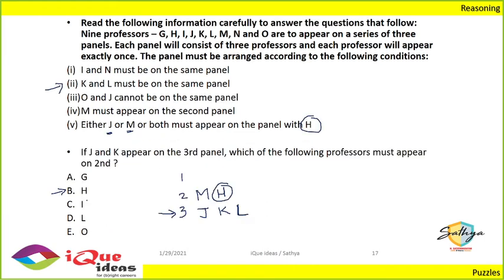Why can't H be with J? Beta, look at the condition. Each panel will consist of 3 professors. J, K and L already 3 हो चुके हैं. चौथे के लिए जगह नहीं है. It's given in the data that not more than 3 can be at a time in a panel. So with J, K and L together, you cannot have H there. ठीक है? चलो, try the next one.